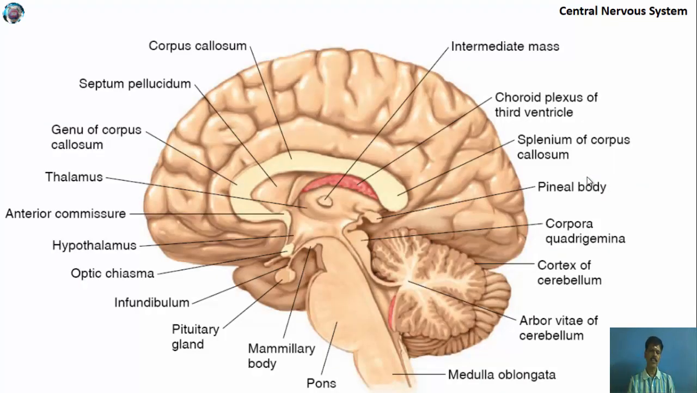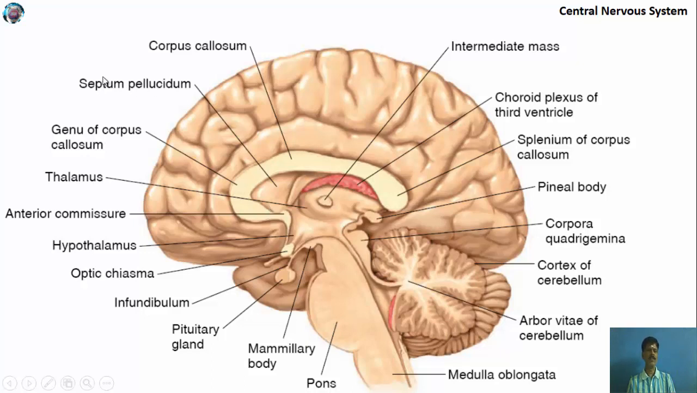Then when you look into the structure of the cerebrum, it has different components like the corpus callosum. You can see a great division below the cerebrum, that is known as the corpus callosum. Then the initial part of the corpus callosum is known as the genu of the corpus callosum.